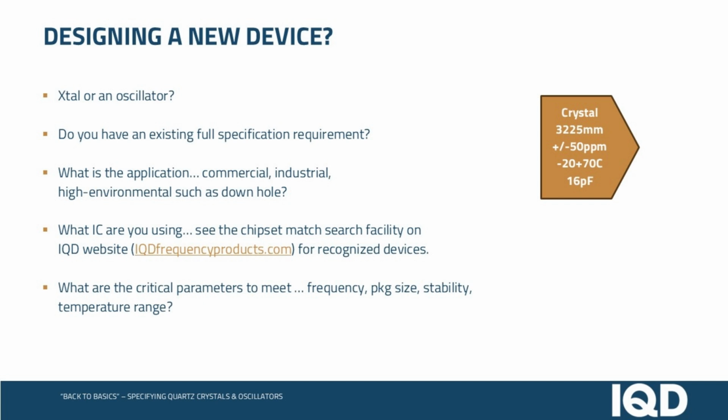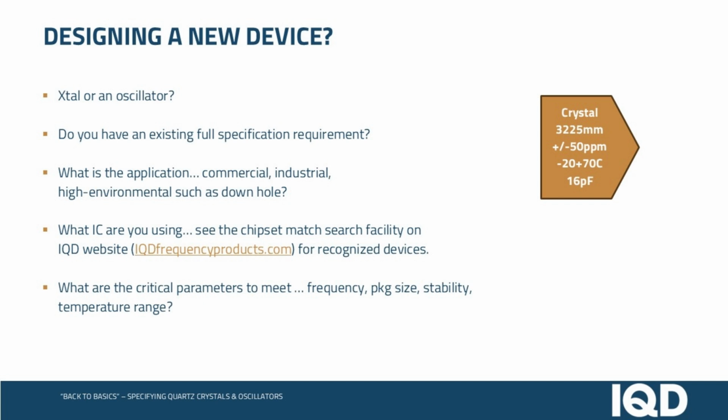First of all, do you have an existing full specification requirement? What is the application? Is it commercial, industrial, higher environmental? These are things which we like to discuss with customers, and we can guide you on what you need for the specification, and we look at that in combination with what the application is. Obviously, if you're producing things like low-cost toys, where the spec is quite wide, then that's quite easy. If you have higher environmental specs, such as downhole, then we have to look at different devices to survive that environmentally.